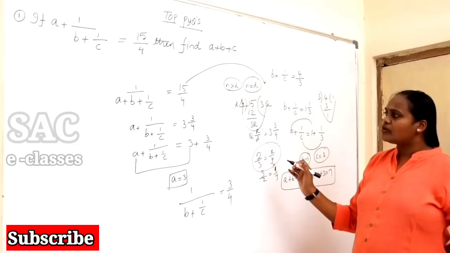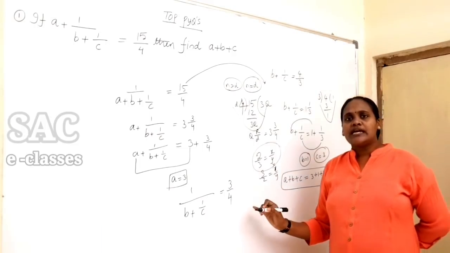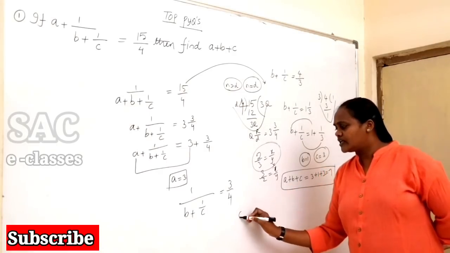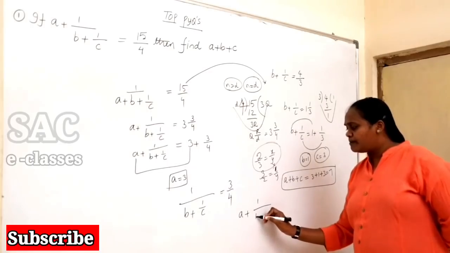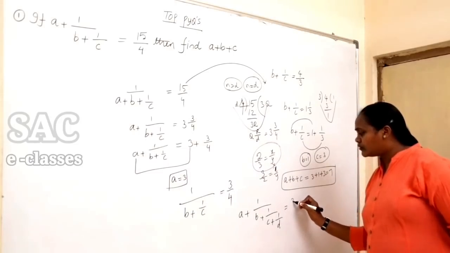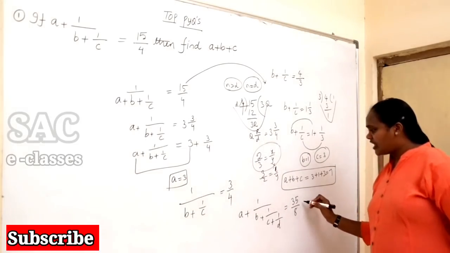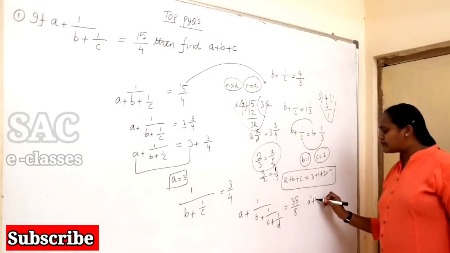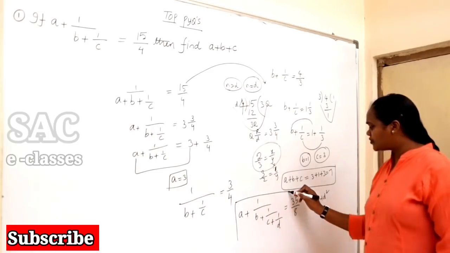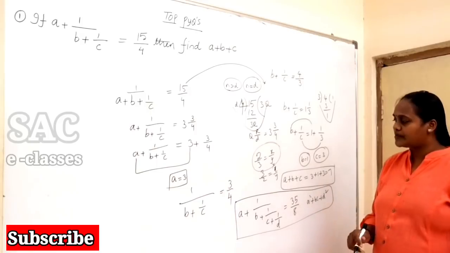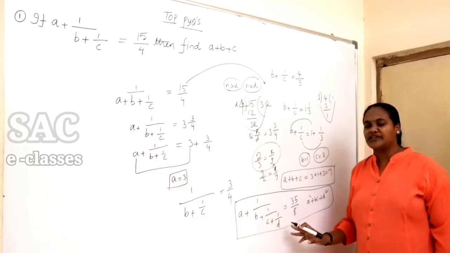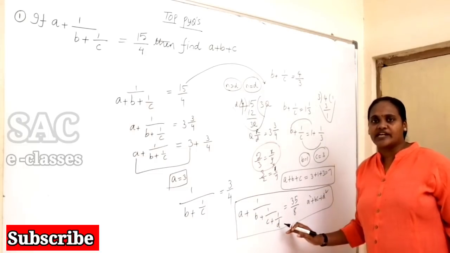Here I am giving you one more problem, which was given in the entrance examination of Sainik school in the year 2012. A plus 1 by B plus 1 by C plus 1 by D equals 35 by A. Then find A square plus BC plus D square. This is the model problem which you can try. By doing this model problem you can understand this concept very easily and you will remember it also. Let us move to the second concept.